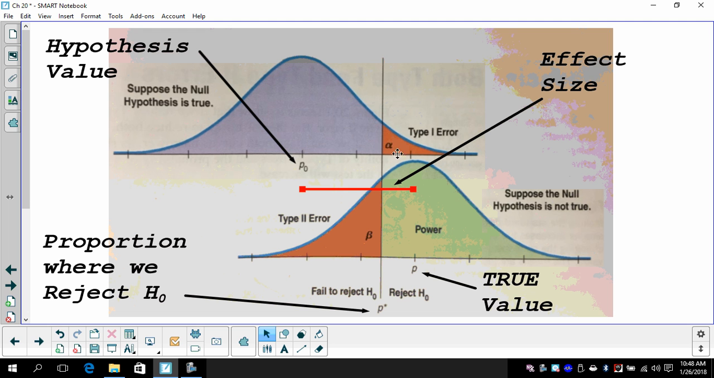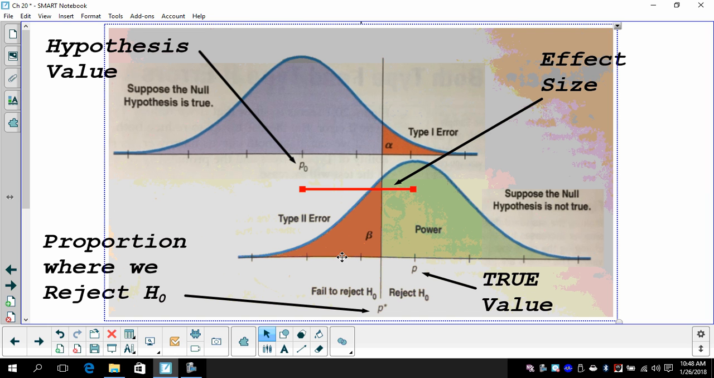And so we get this section, this right tail, the probability that the null hypothesis is true and we reject it, making a type 1 error. This left tail is the probability that the null hypothesis is not true and we fail to reject it, making a type 2 error. This p-value is the true value. This p star is the proportion that we get from a sample where we would reject the null hypothesis.